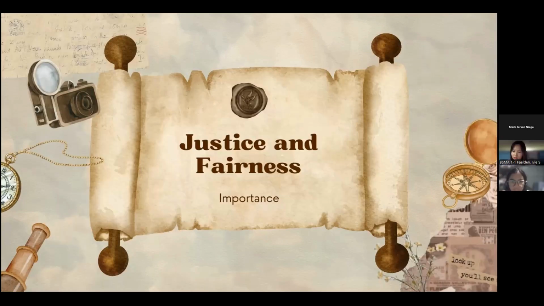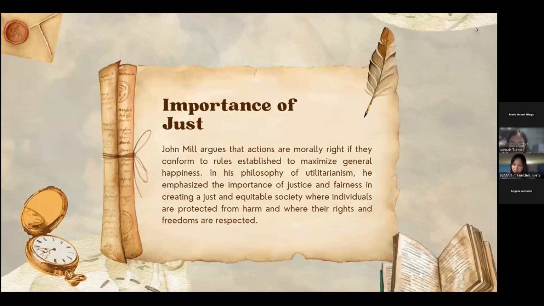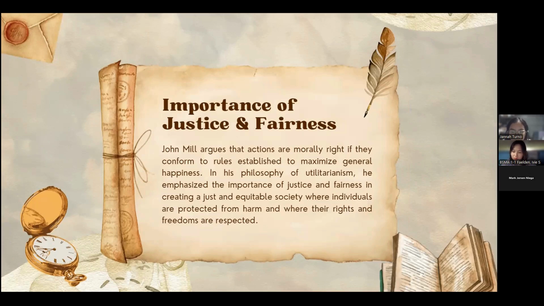John Mill argues that actions are morally right if they conform to rules established to maximize general happiness. In his philosophy of utilitarianism, he emphasized the importance of justice and fairness in creating a just and equitable society. Mill believed that justice is the foundation of any civilized society and emphasized the protection of individual rights and freedoms. He argued that every individual has the right to life, liberty, and the pursuit of happiness, and justice ensures that these rights are respected and upheld.